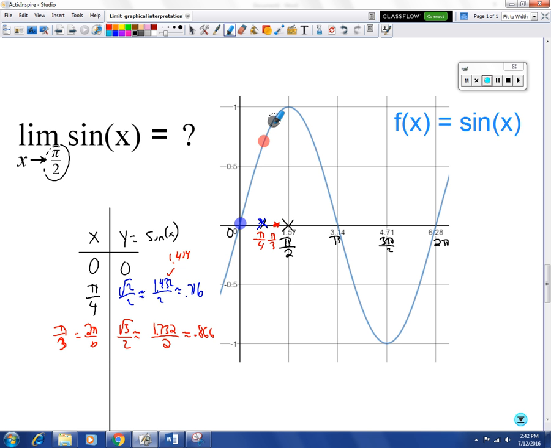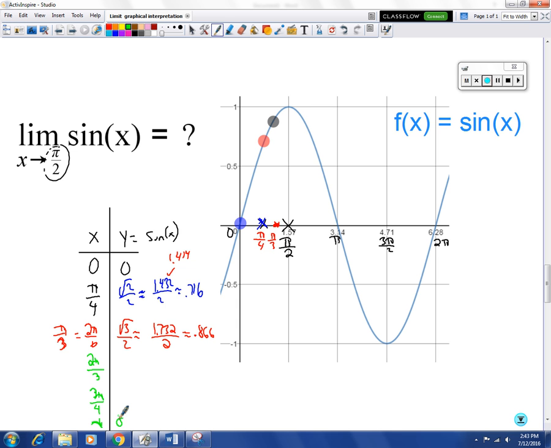Alright, so let's go above. We can do 2 pi over 3, which would be a little bit bigger than pi over 2. Then 3 pi over 4, and then we'll do pi. Let's start with pi. Down at the bottom, sine of pi is 0.